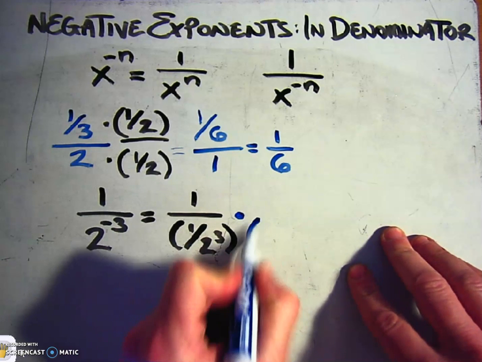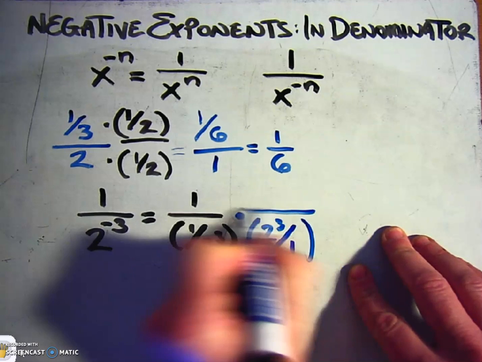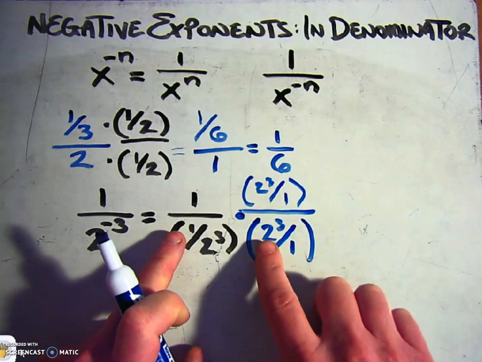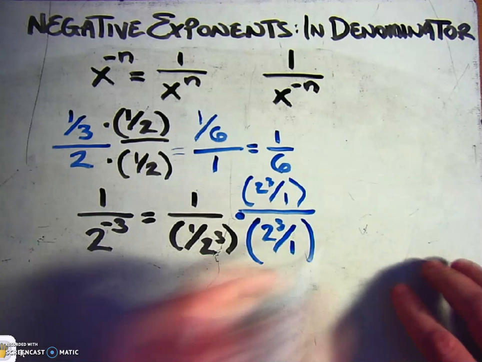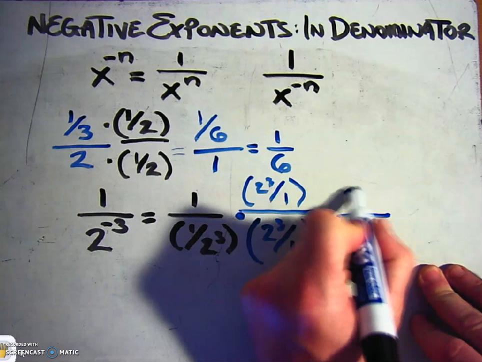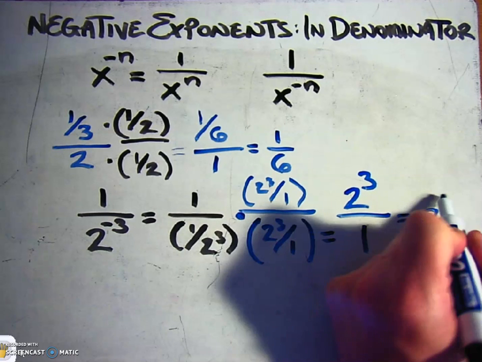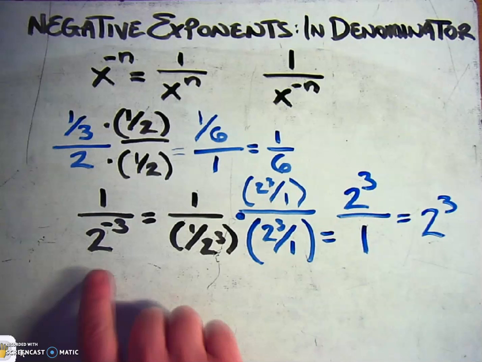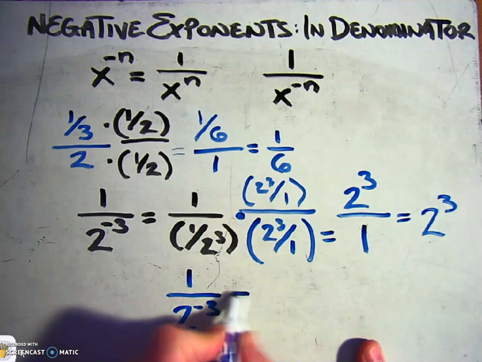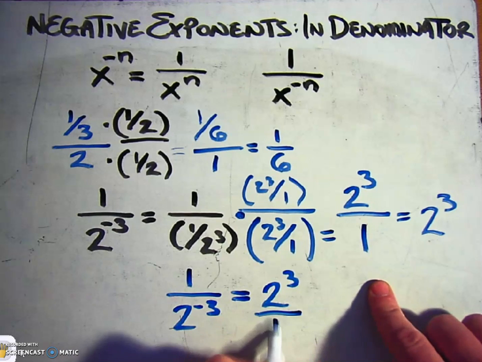So I'm going to multiply by the reciprocal of this, which would be 2 to the third over 1, on top and bottom. 1 times 2 to the third over 2 to the third times 1 is going to give me a value of 1. And 1 times 2 to the third over 1 will just be 2 to the third. This will really just simply be 2 to the third power. So looking at our original question, what is 1 over 2 to the negative 3? It has a value of simply 2 to the third, or 2 to the third over 1.